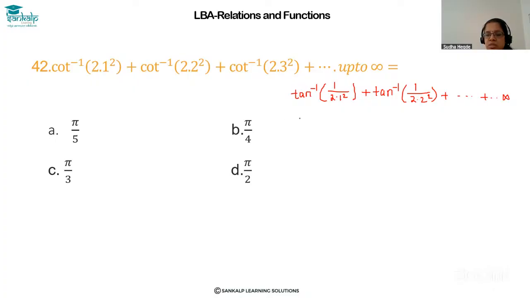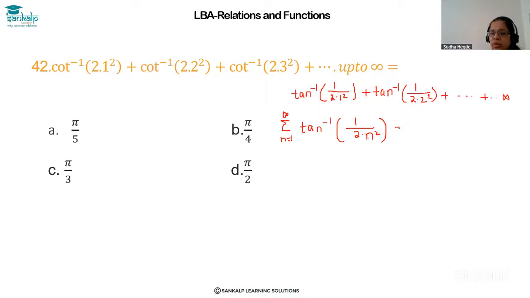Okay, so this you can generalize as summation n is equal to 1 to infinity tan inverse 1 by 2 into n square. Correct? So if you put n is equal to 1, 2 into 1 square. If you put n is equal to 2, 2 into 2 square, like that. So instead of writing this whole expression like this, we can write like this also.